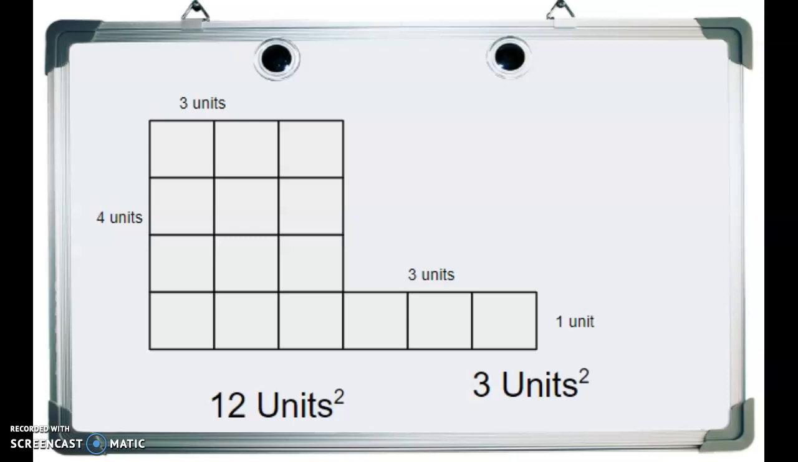Well, duh, the first one is that we could count all the squares. Let's try that. 1, 2, 3, 4, 5, 6, 7, 8, 9, 10, 11, 12, 13, 14, 15. Its area is 15 units squared. Now, there's a faster way to do this that does not involve counting, because when I count, I'll lose count, and then I could put 14 instead of 15.